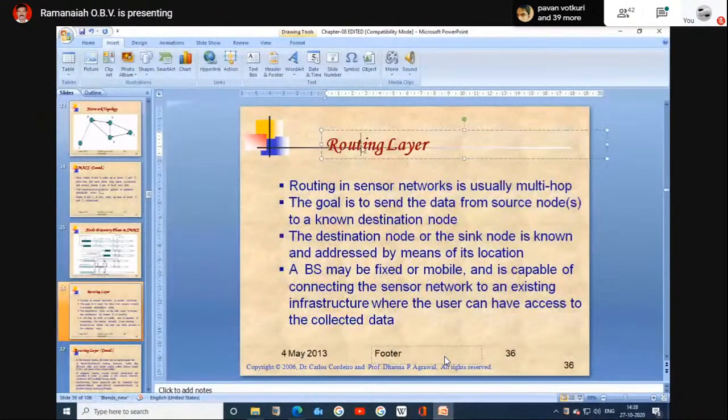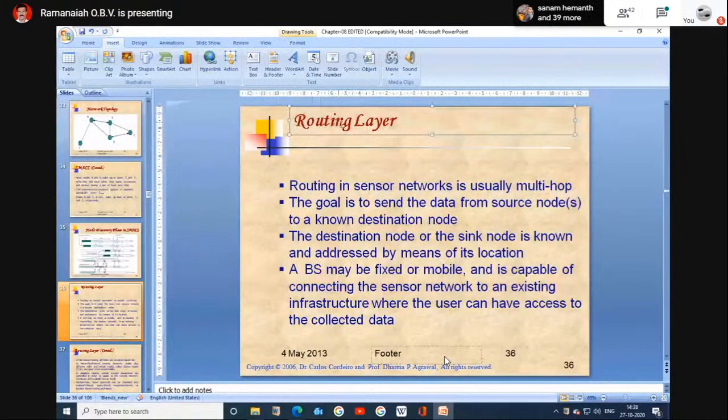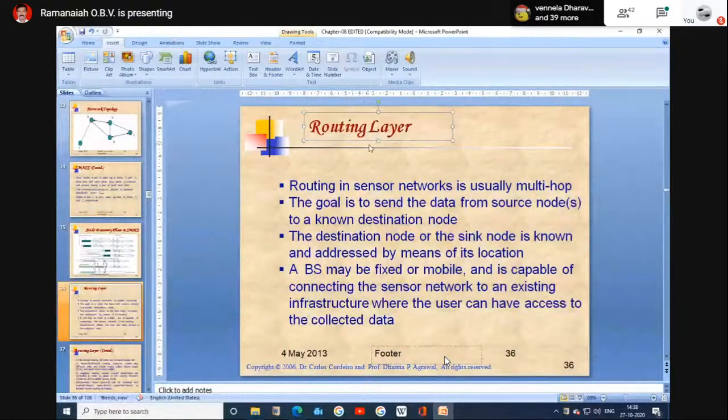Okay, the next layer is the routing layer, layer 3. The network layer, its important function is routing, right? So let us discuss this routing. Why should we discuss routing?